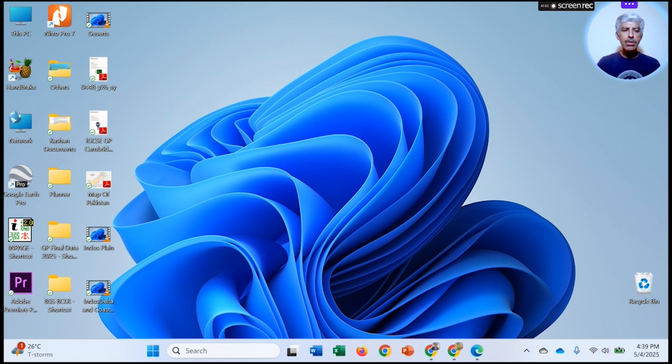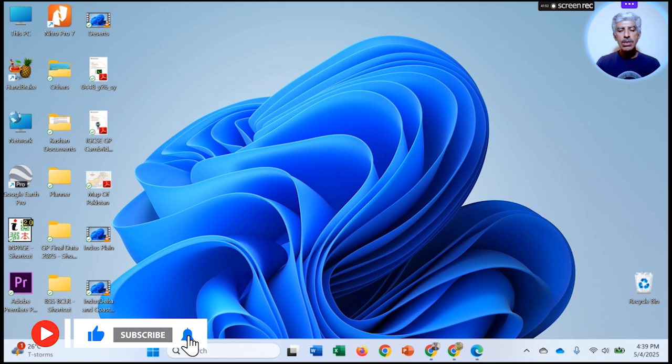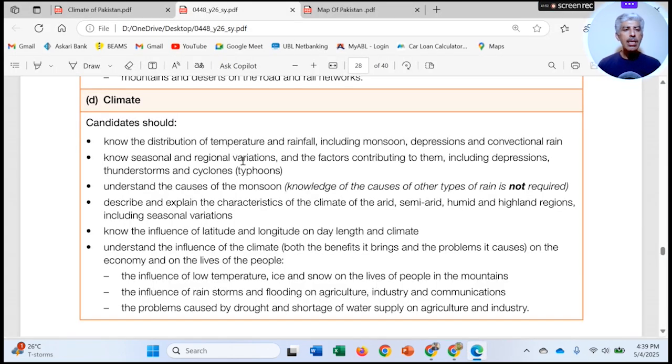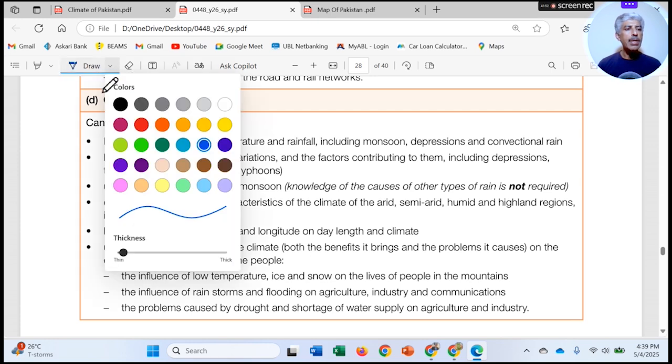And today we are going to start the new unit, that is the Climate of Pakistan. As in the last lesson when we were discussing the topography, we just finished that unit by explaining the coastal areas and the Indus Delta region of Pakistan. Now moving on to the next unit, the Climate of Pakistan, we must first know what Cambridge says about the unit and what sort of topics you are supposed to cover.